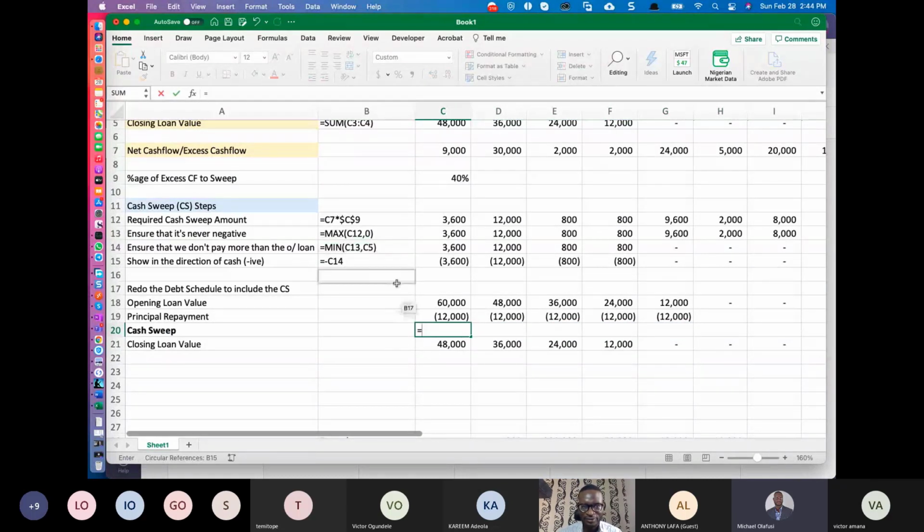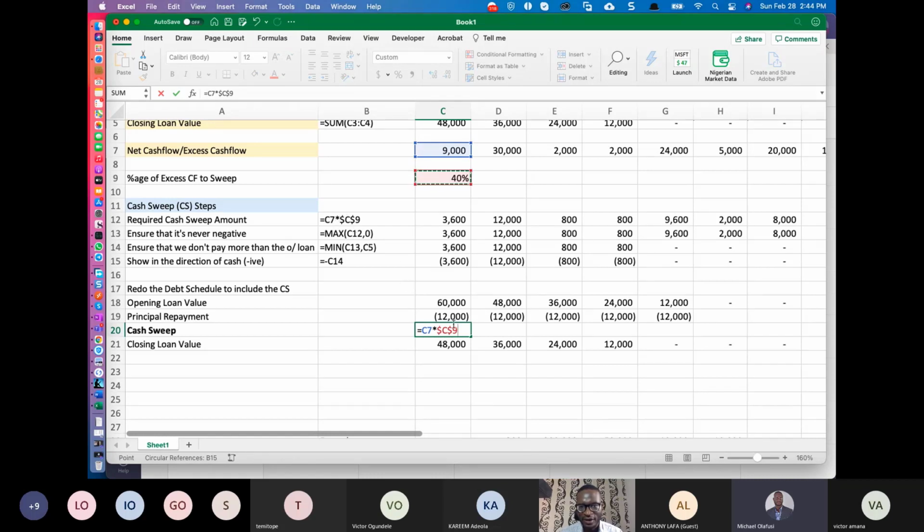So I'm redoing the cash sweep. This is an opportunity for anybody who missed it too. I think I skipped one step. It must not be negative or something. Anyway, let's do it again. It's going to be equal to this times this. So I'm going to lock that. Okay, so that's step 1.